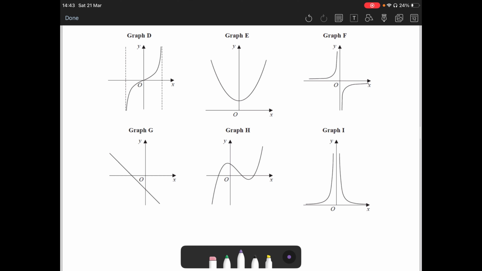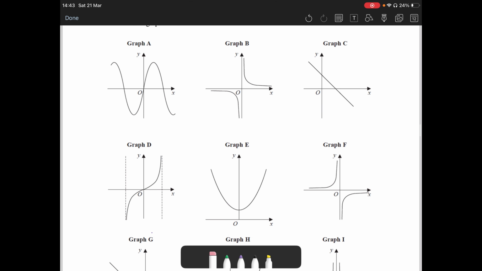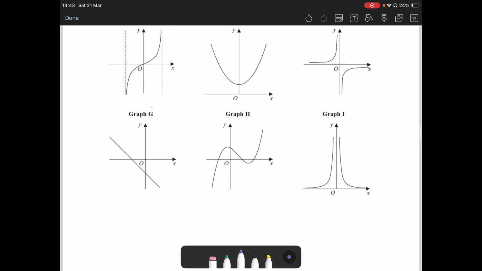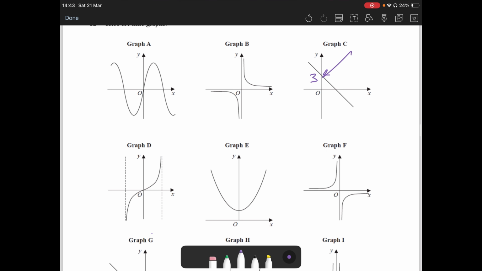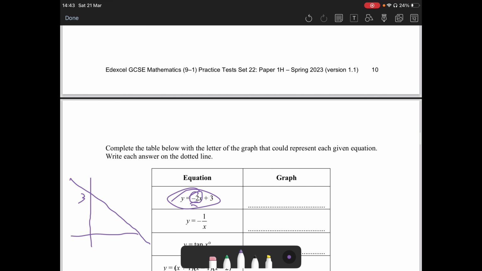Well, G might have caught your attention, but look, it crosses at a negative. This is below the 0. So it can't be that one, although it does go downhill. It has to be C because this looks like 3. This one looks more like maybe -3, but no good. So remember, the first one's graph C. Cool. 1 out of 4.